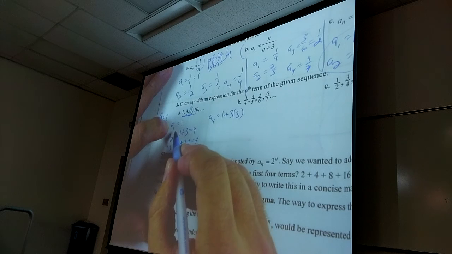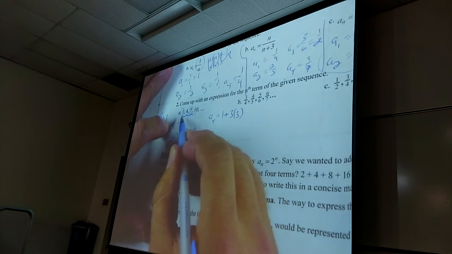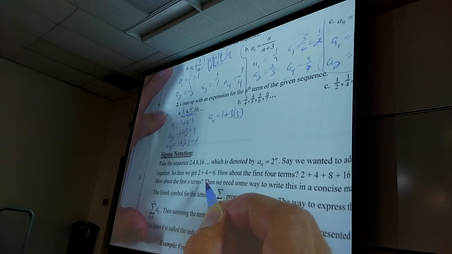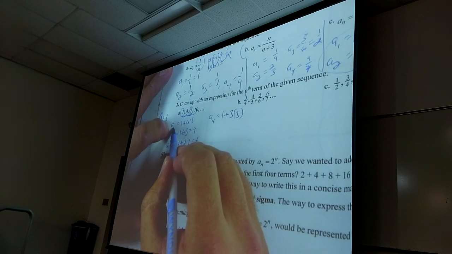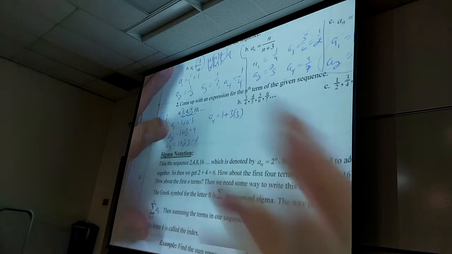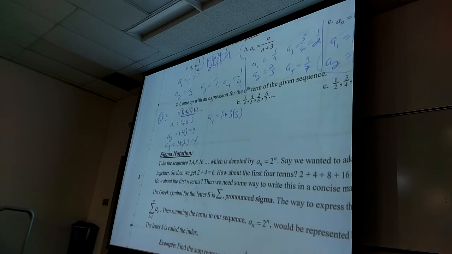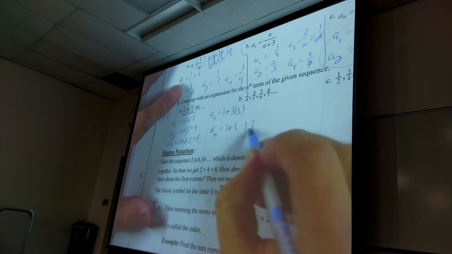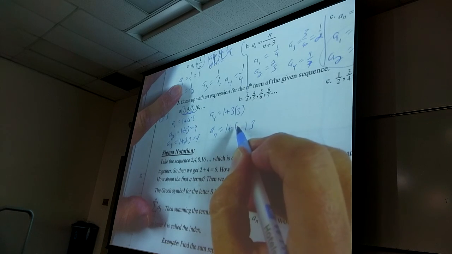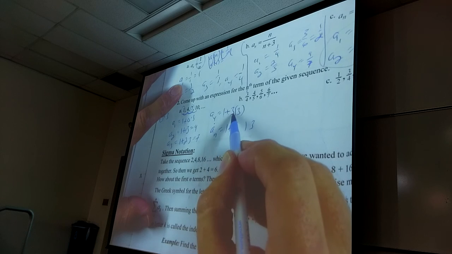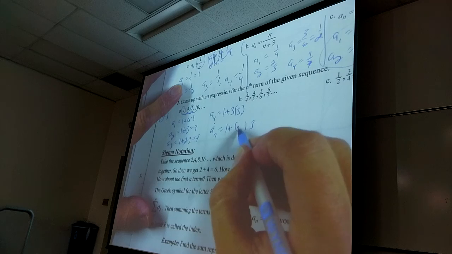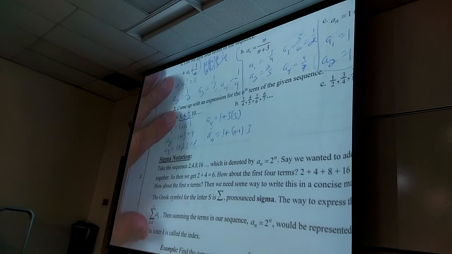And look at this. To get to A1, how many steps do I have to take if I start there? None. 0 3's. So for A1, it's 1 plus 0 times 3. For A2, it's 1 plus 1 times 3. For A3, it's 1 plus 2 times 3. For A4, it was 1 plus 3 times 3. So for An, it's 1 plus n minus 1 times 3. It's always 1 less.